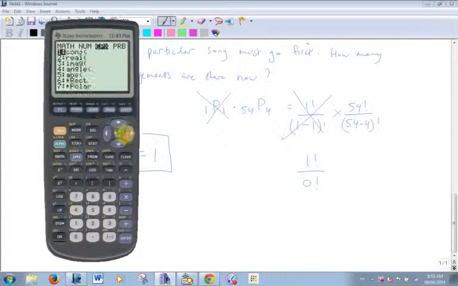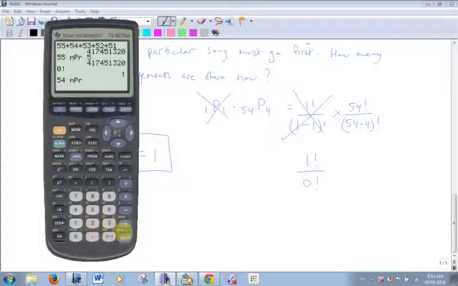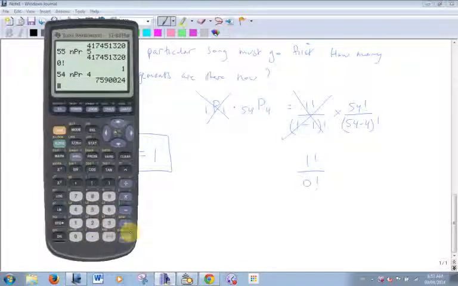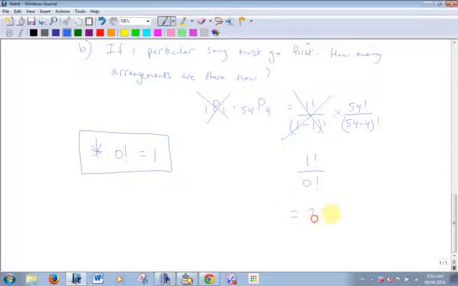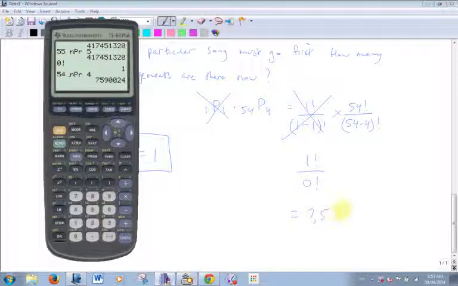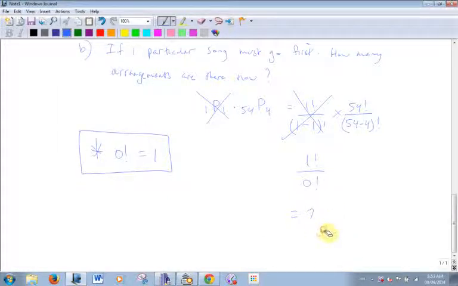54, probability, number 2, choose 4 of them. Okay, now she's down to 7 million choices. Yeah. 7, 5, 9, I don't know, whatever. 7, approximately 7 million choices. 7 times 10 to the 6.